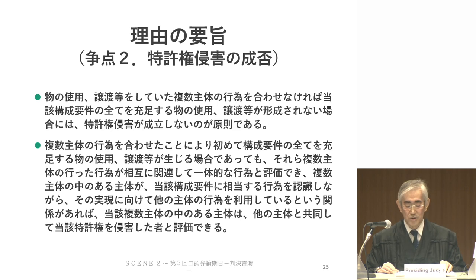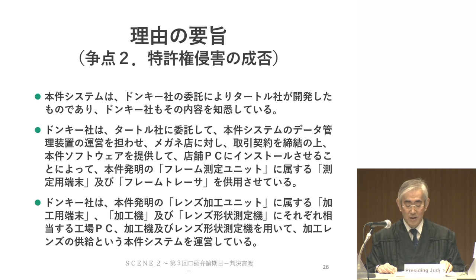If the use or assignment of a product that satisfies all of these said elements cannot be formed without combining the acts of multiple actors that use or assign a product that does not satisfy the elements, patent infringement will not, in principle, be established. However, even in cases where the use or assignment of a product that satisfies all of the elements occurs for the first time through the combined acts of multiple actors, if the acts of these multiple actors can be regarded as interrelated and integrated, and if one of the multiple actors is aware of acts corresponding to the said elements and makes use of the acts of the others to achieve it, one of those multiple actors can be regarded as an entity who jointly infringes the said patent with other actors.